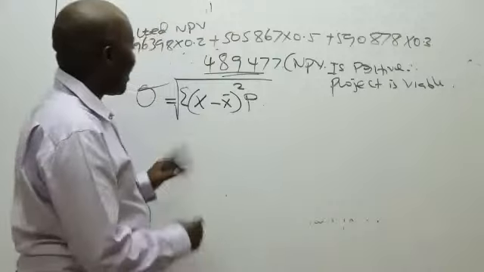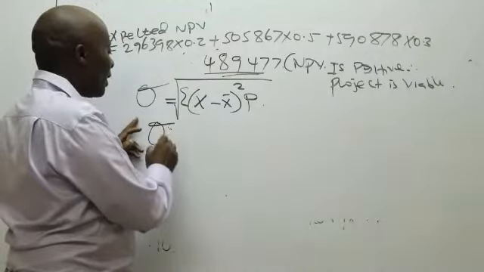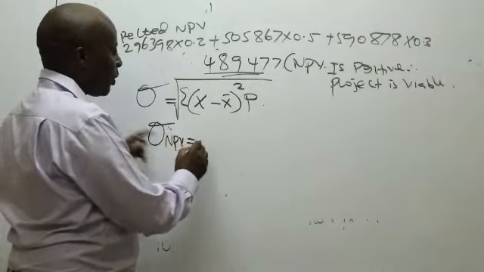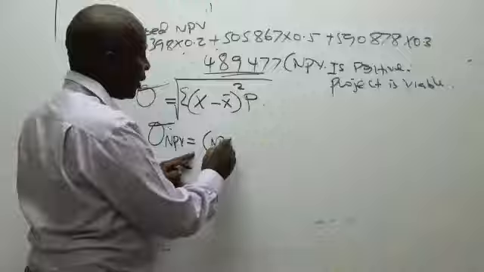Now you come here, and you know this will be the standard deviation of net present value. So it will be the difference between the NPV that you have and x bar, where x bar means the expected net present value.